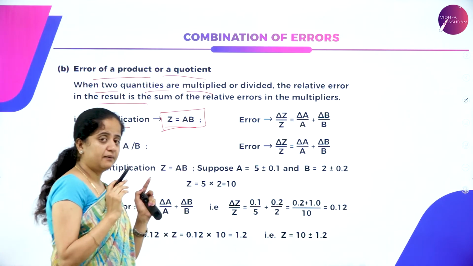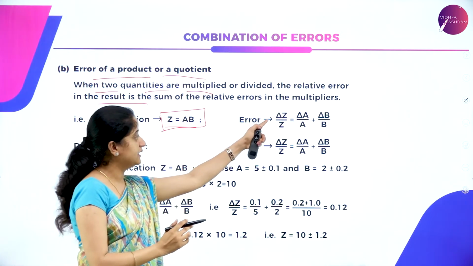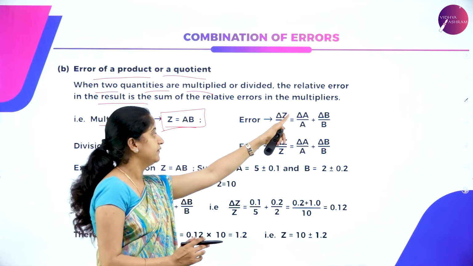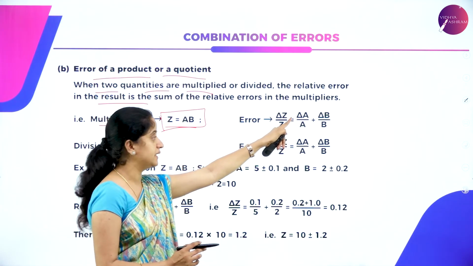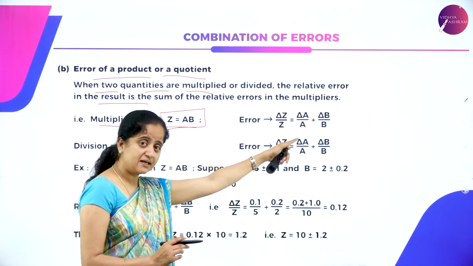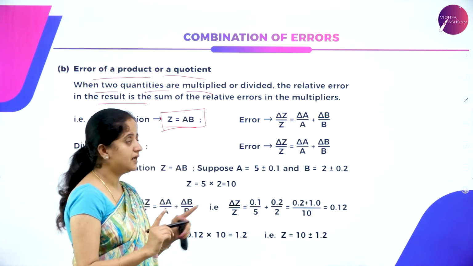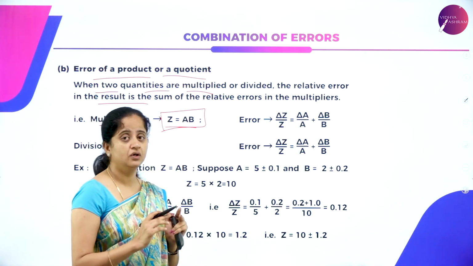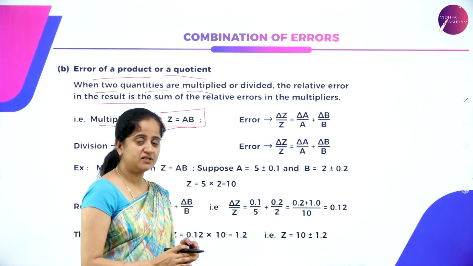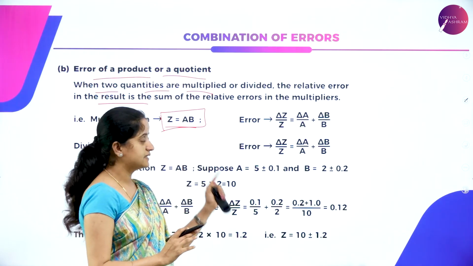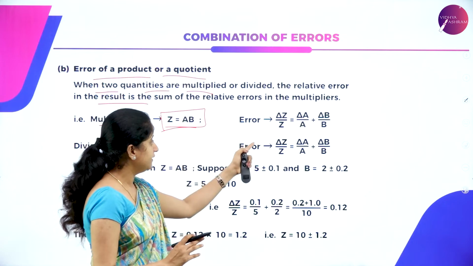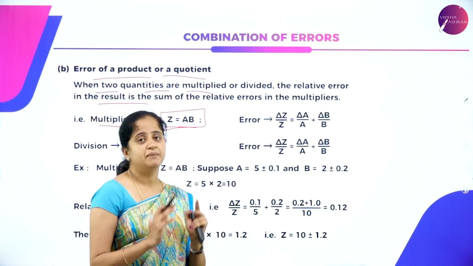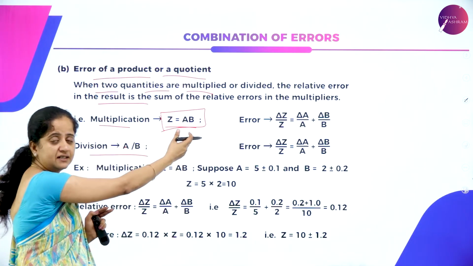If the measurement has certain errors, then delta Z by Z is the relative error in the final result, and that is equal to the relative errors of the individual quantities. Delta A by A is the relative error in the first quantity called A. Delta B by B is the relative error of the second quantity called B. So in the multiplication or division combination of errors, the relative error in the final result is nothing but the sum of relative errors in the multipliers.